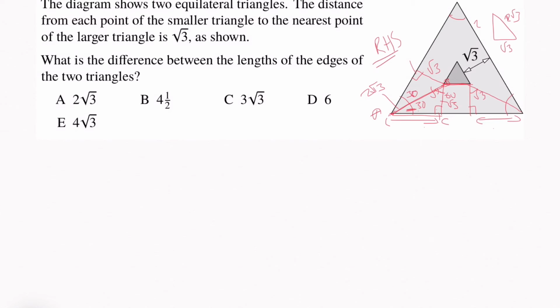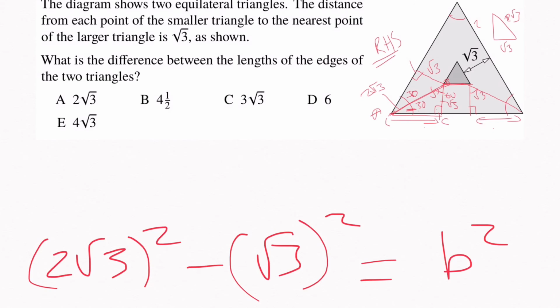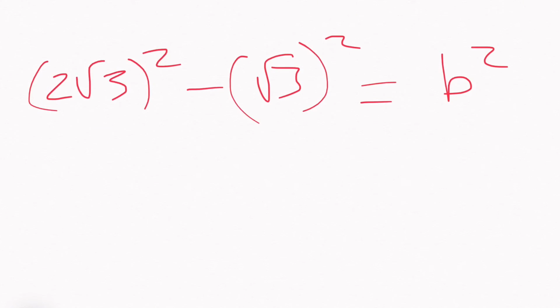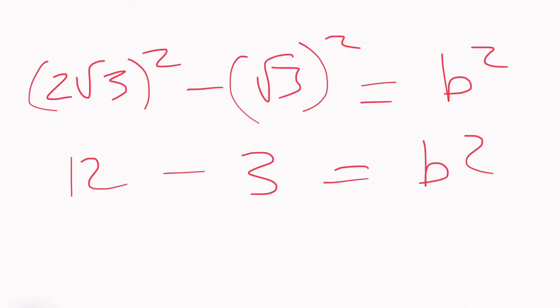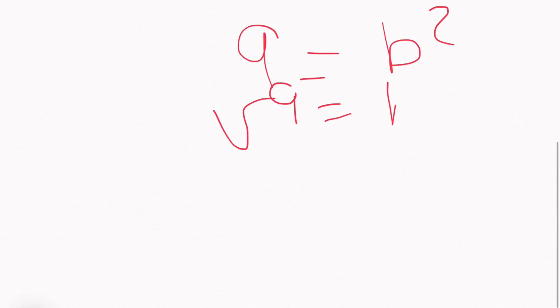So we can go (2√3) squared minus (√3) squared, which equals our b squared, and we can just square root that to find b. So (2√3) squared is 2 squared, which is 4, times √3 squared, which is 3. So 4 times 3 is 12, minus √3 squared, which is 3, so minus 3, which equals b squared. So 12 minus 3 is 9, so 9 equals b squared, so root of 9 equals b, so b equals 3.